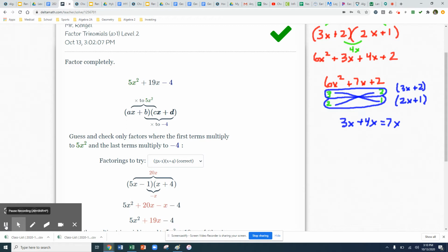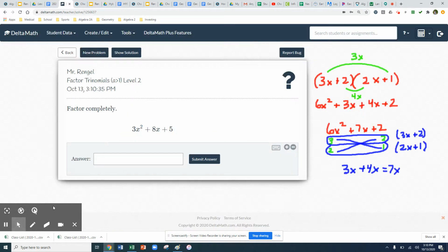And sometimes you can just do it in your head. So now we'll take a look at this problem. Again, my first term is prime, so that has to be a 3 and a 1. And then I need to multiply to 5, which is also prime.